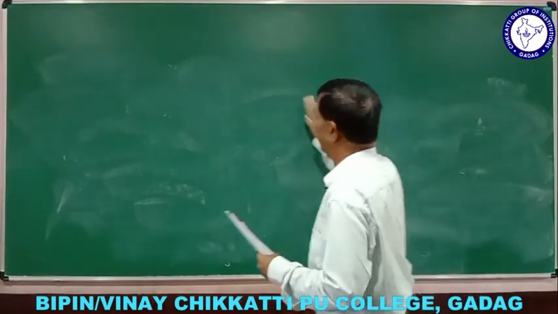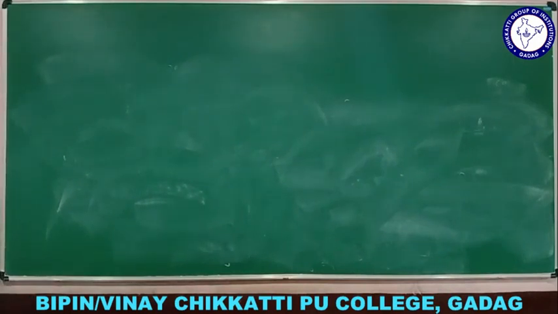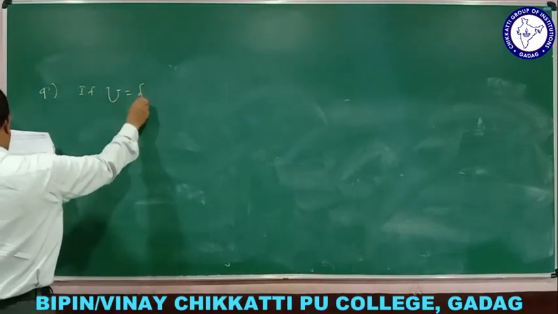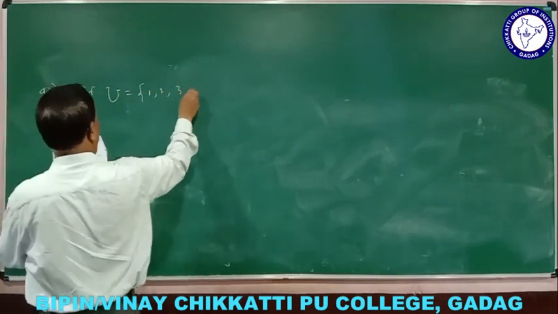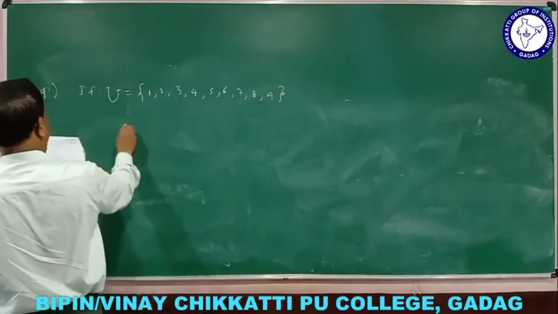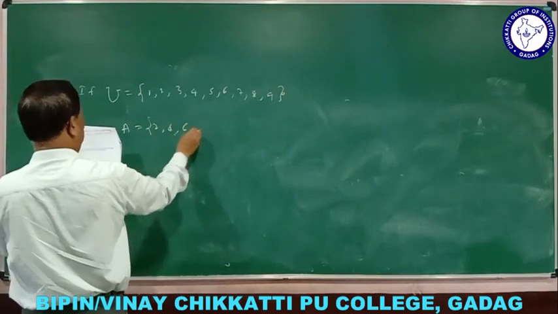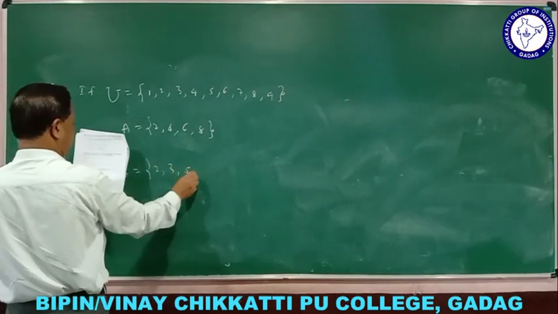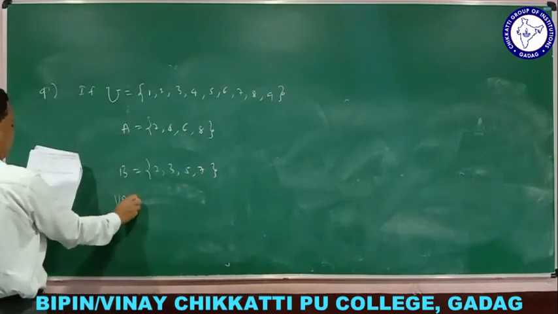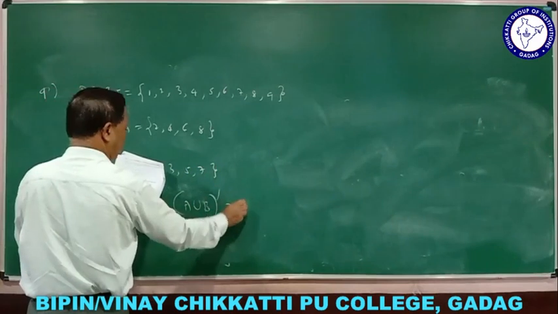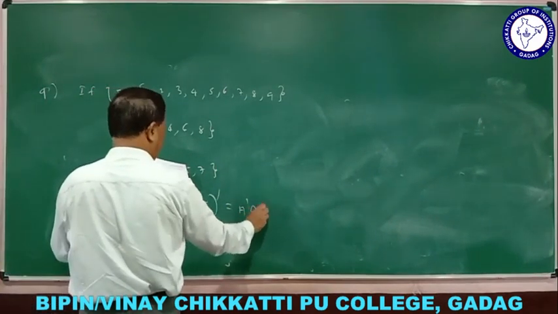Now let us see number 9, how to answer this. The question: if the universal set is 1, 2, 3, 4, 5, 6, 7, 8, 9, and A is 2, 4, 6, 8, and B is 2, 3, 5, 7, verify De Morgan's law, which is: A union B dash is equal to A dash intersection B dash.